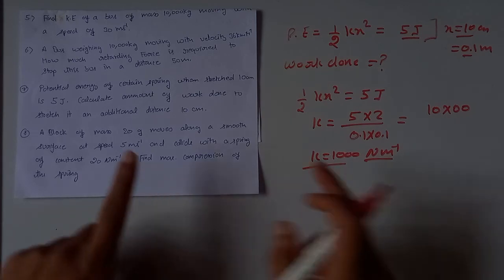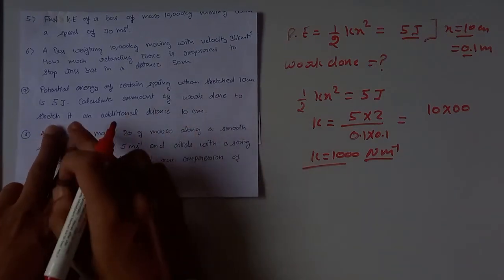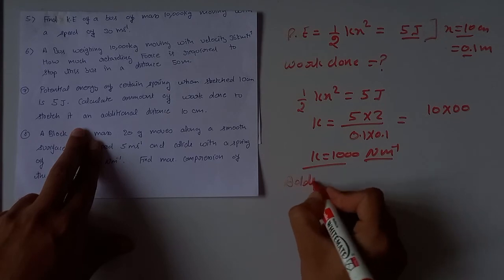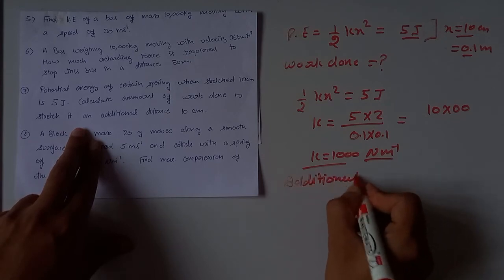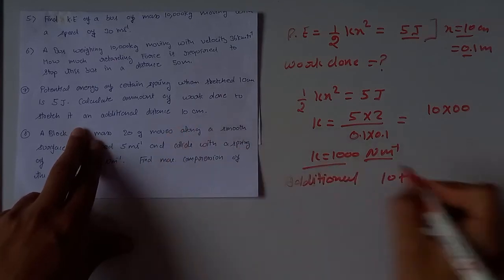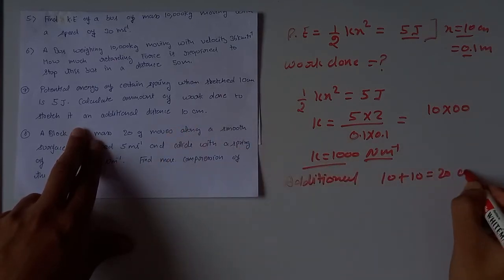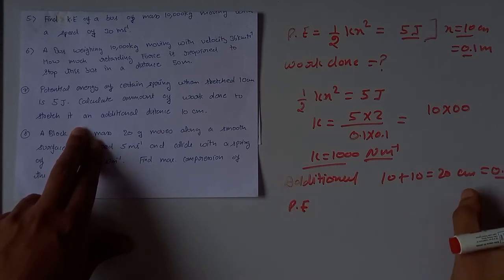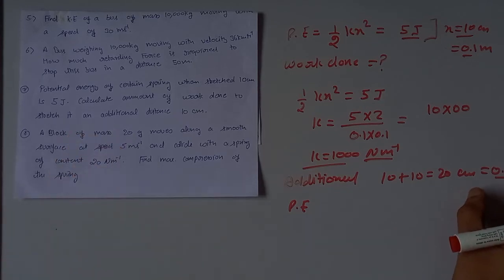Now we have to calculate the work done to stretch it an additional distance. The first distance is 10 centimeter plus the additional distance 10 centimeter, which is equal to 20 centimeter, which is equal to 0.2 meter. Now the potential energy to stretch the spring to this distance of 0.2 meter.